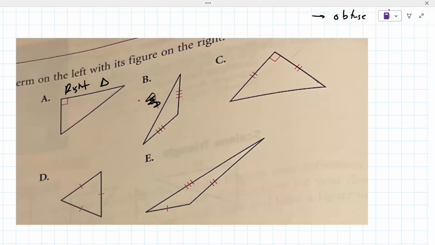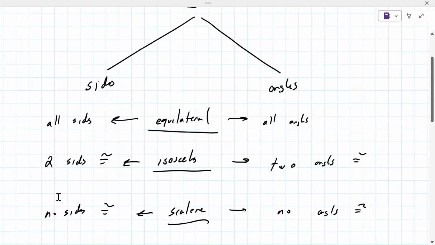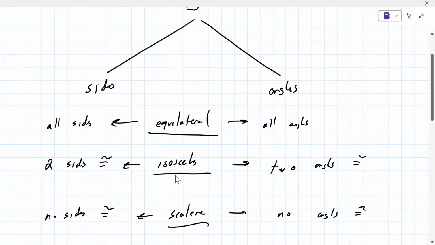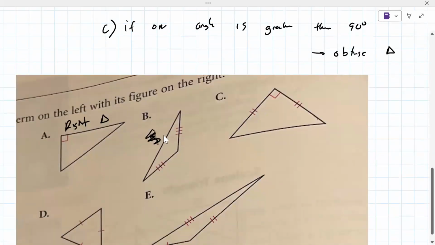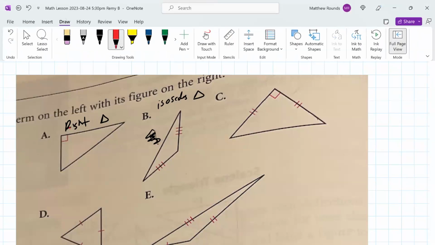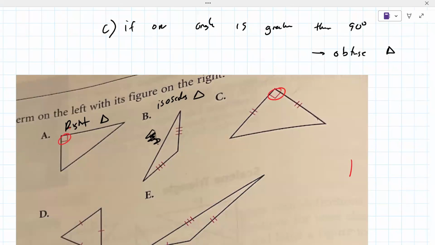Let's look at B. B has two sides congruent. So two sides congruent is an isosceles triangle. Do you see any right angles in this one? When I say right angle, this little red box here is the right angle, the 90-degree angle. If you don't see that, there's no 90-degree angle. So it's just isosceles.